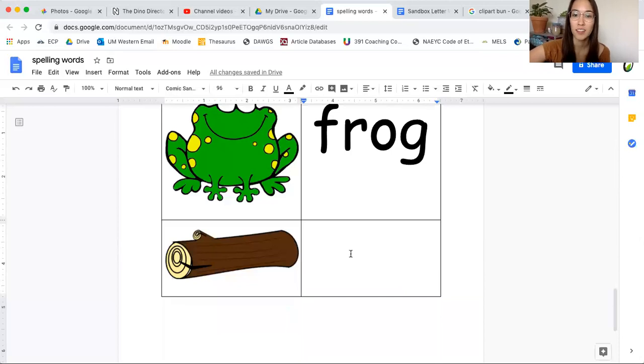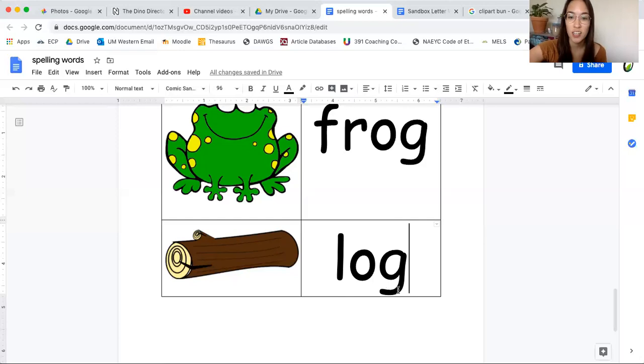What's below the frog? A log. What sound do you hear first in log? I hear the l sound. L. What letter makes the l sound? Letter L. What comes next? L, ah. Another O. Log. G, g. What letter makes the g sound? Letter G. Log. L-O-G spells log.